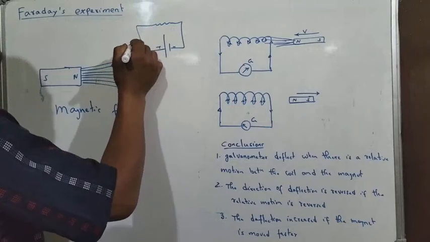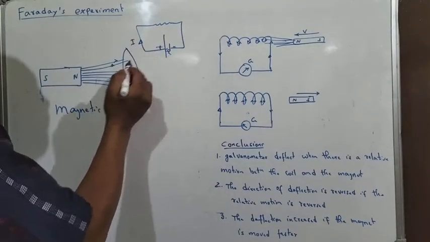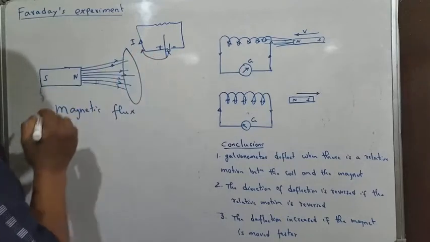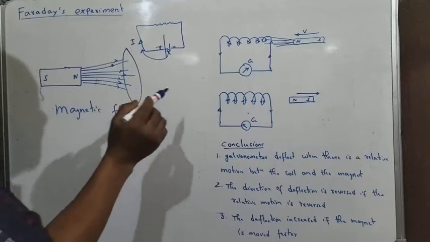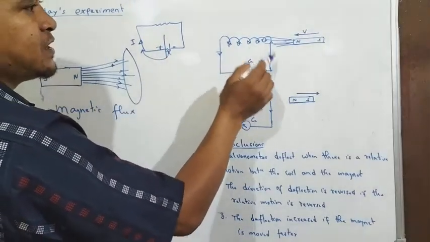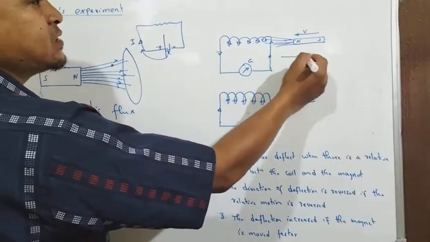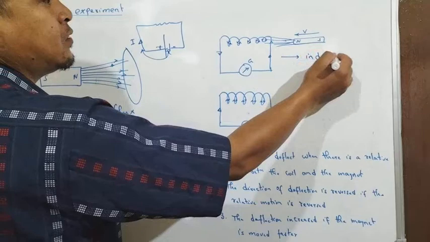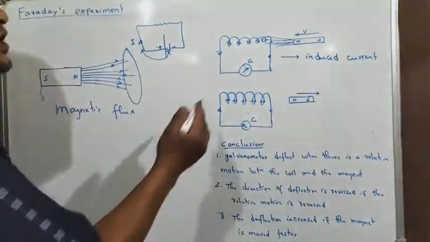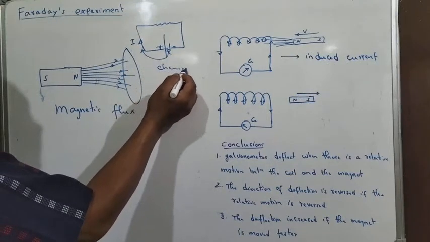So this is the current which is produced by the cell. And this current here comes from the chemical energy of the cell. So the chemical energy of the cell converts into electrical energy. But in this case, the current which is present in the coil by moving the magnet is known as induced current. So this induced current is actually not produced by the chemical energy. Not like in this case.